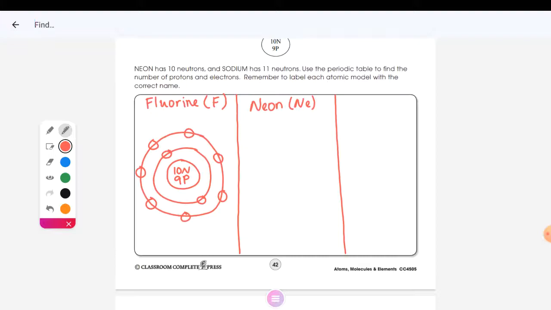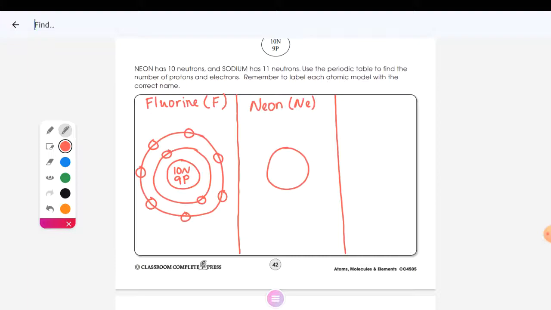When I'm looking for neon, what number is going to help me get started? The number of protons. How can I easily find my number of protons if I know where it's at on the periodic table? The atomic number. So let's go ahead and draw our nucleus.